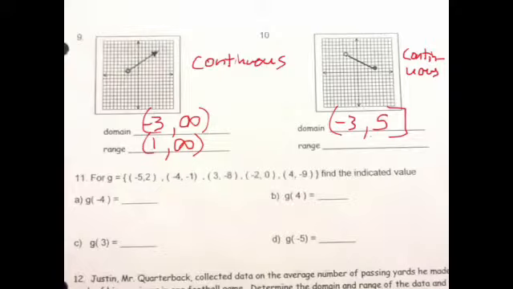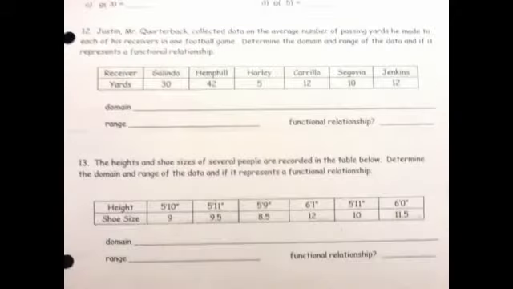My range is going to be what's the lowest y value. Well, that's 1, and it includes that value, so that's going to be a square bracket. And the highest y value is 2, 3, 4, 5. It goes all the way up to 5. And that one's an open bracket because it's an open circle. And that's our domain and range for that.